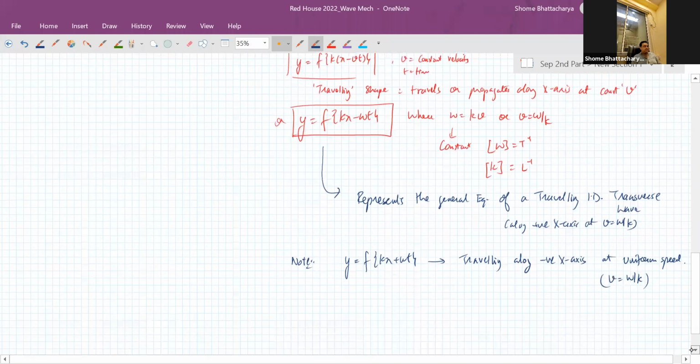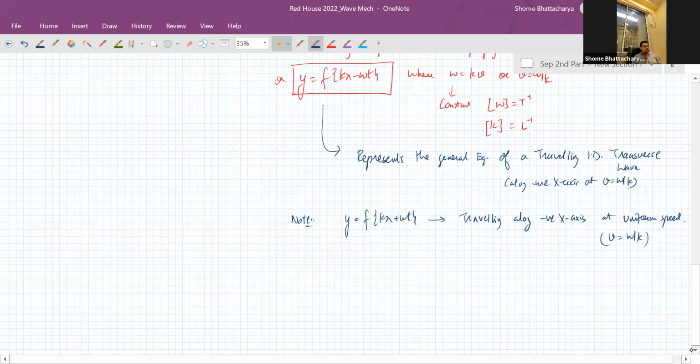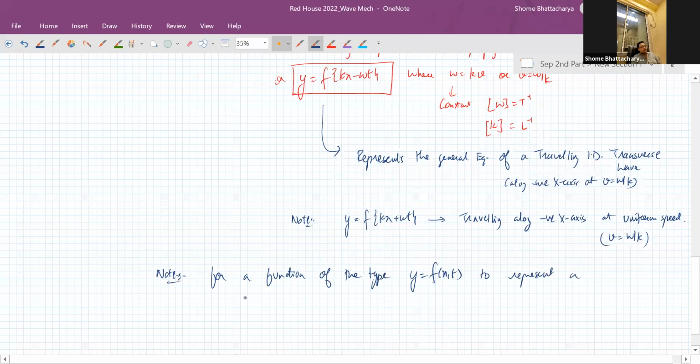Okay, so let us understand some examples of this. What we notice is that for a function of the type y is a function of x and t, for this to represent a traveling wave, the argument of the function, that is what the function applies to, must be kx plus or minus omega t.